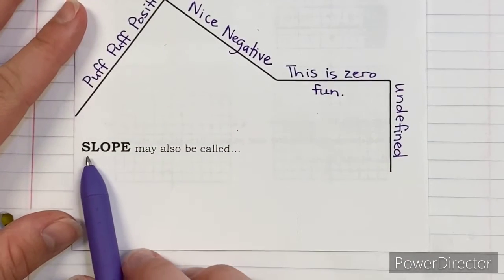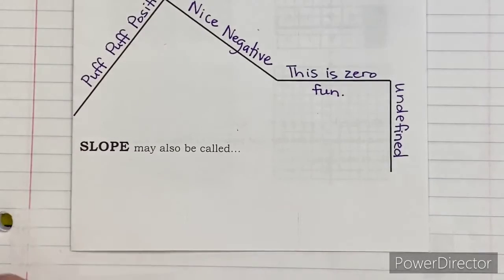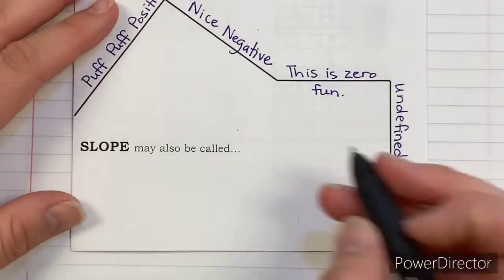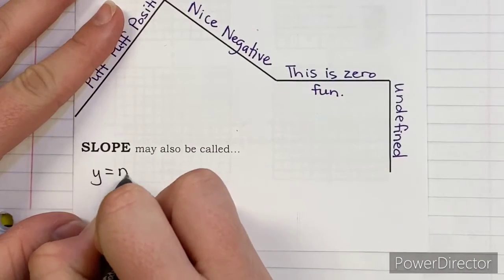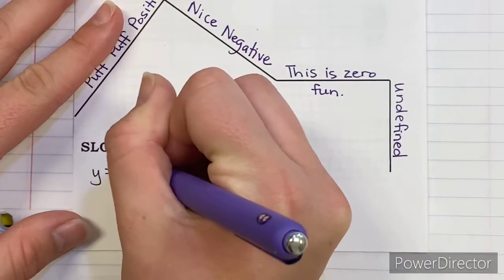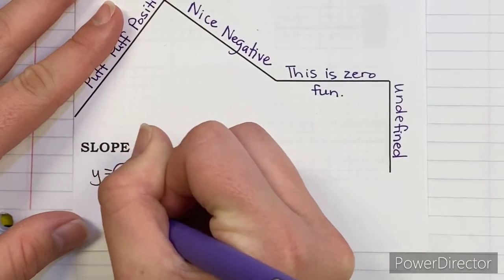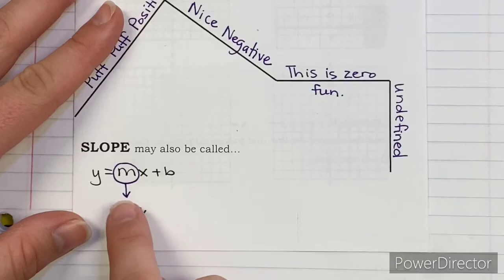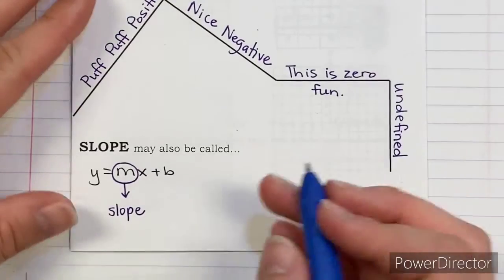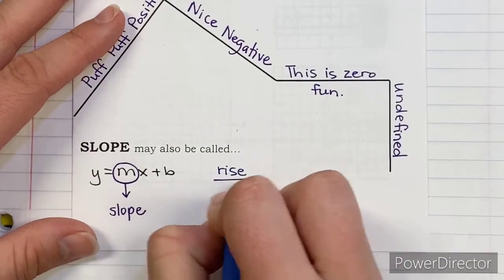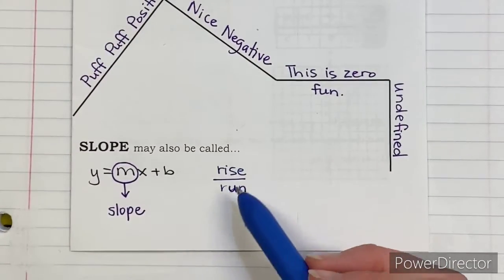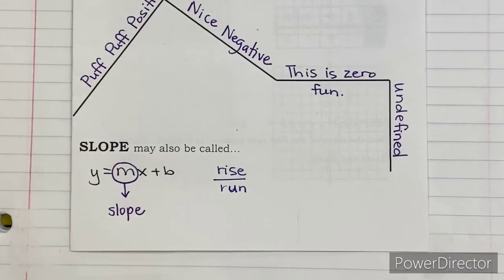Now I have a little note down here that says slope may also be called, because it's not always called slope. A lot of kids, when they come out of middle school, they remember this equation right here, y equals mx plus b. Slope is the m in this equation. So this is slope. So it could also be referred to as just m. When we're graphing them, a lot of kids remember rise over run, because your middle school teacher told you that in order to graph some points, and we're actually going to see that in our next set of notes.